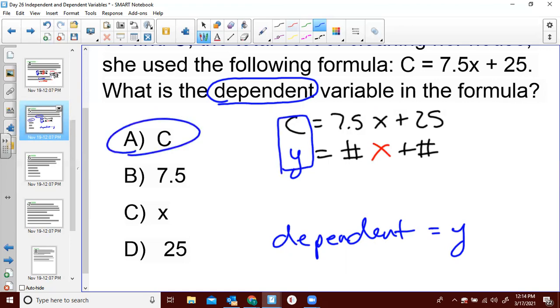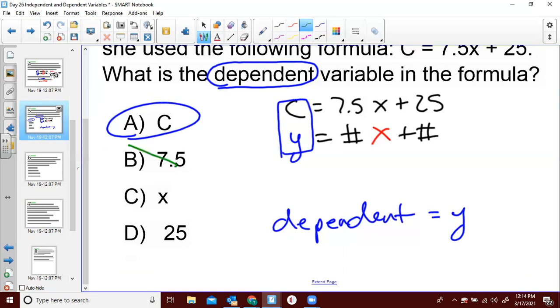Good test taking strategies here. Your dependent and independent variable will never just be a number. Okay, look at this word variable. We're talking about variables, dependent variables, independent variables. So it will never be a number. So right away, you had a 50-50 shot.